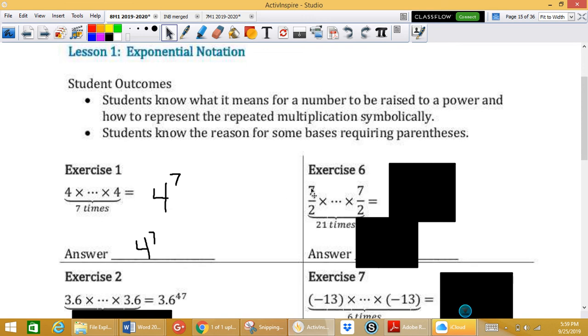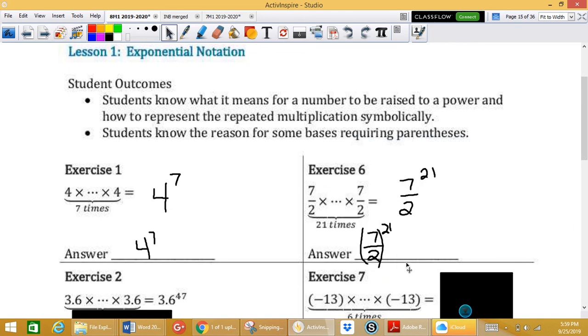If I have 7 halves times itself 21 times, I have 7 halves to the 21st, but they have to be in parentheses. Otherwise, what it is is 7 to the 21st over 2, and that's not what we want.